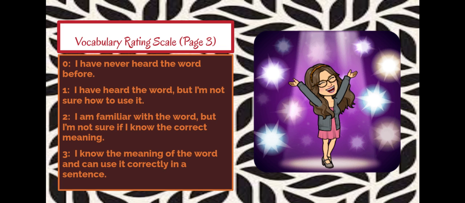The points are not a grade. They are just there for your self-awareness. You will know which words you need to focus on. By the end of this unit, you should be able to change all your ratings to a 3. That's the goal. I'm going to read the list of words. Then I want you to repeat each word. As you repeat the word, I want you to go ahead and rate the word.